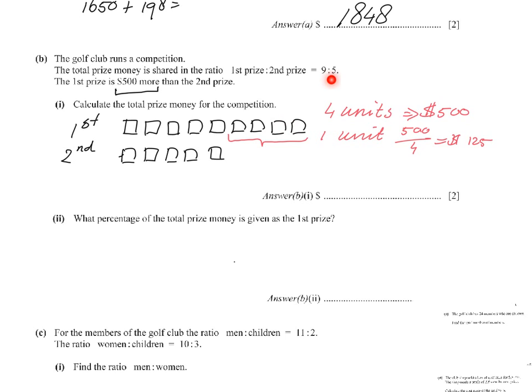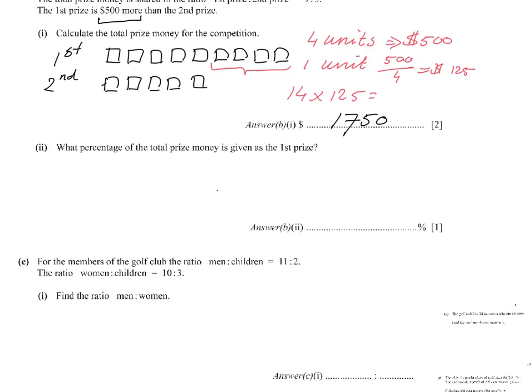How many of those blocks do I have? Well, 9 plus 5, which is 14. So 14 times 125 equals, because they ask me what is the total prize money. They don't ask me what is the first prize or the second prize. No, what is it in total? So 14 times 125 equals 1,750. Okay, $1,750. Good. So again, there are multiple ways of solving this. I chose this one. You do whatever you want, but we get the same answer. Show your working, that's important.